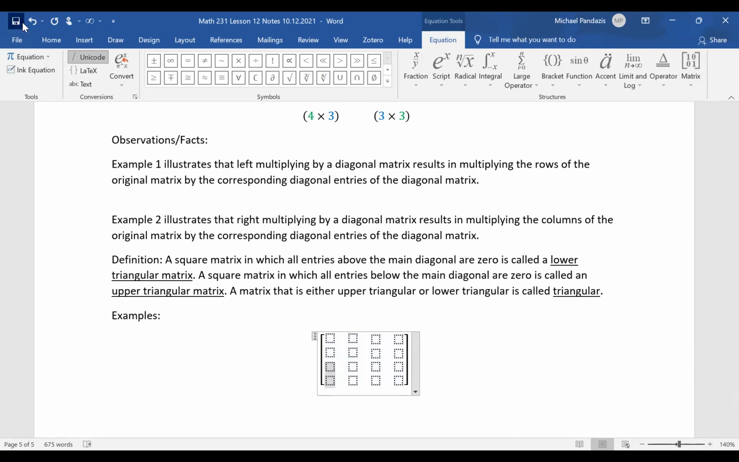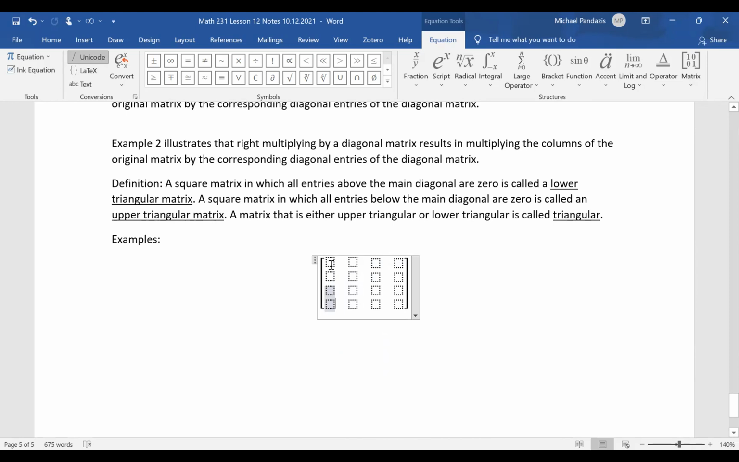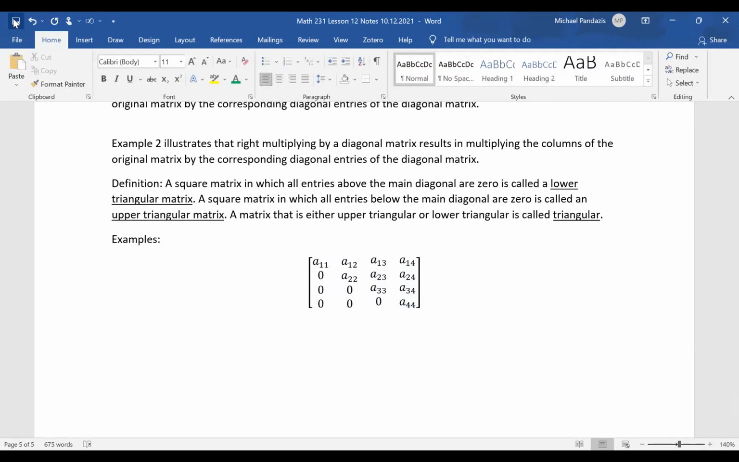Sometimes it's fun making these matrices. Okay, so let's say we have this. We have A11, A12, A13, A14. That's 0. That's A22. That's A23, A24, and then this is 0, 0, A33, then A34. This is 0, 0, 0, and then A44. Okay, so this is an example of an upper triangular matrix.